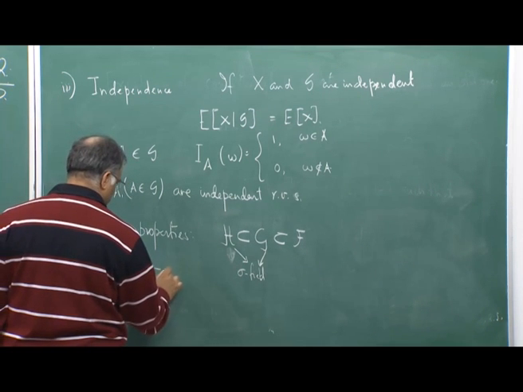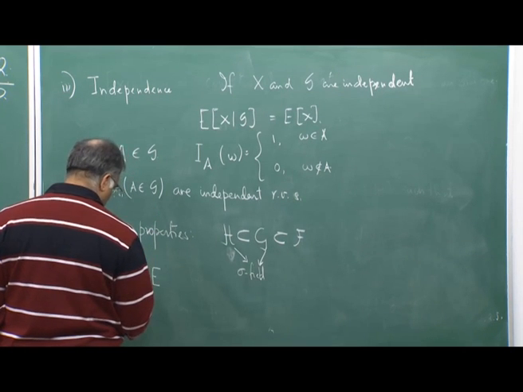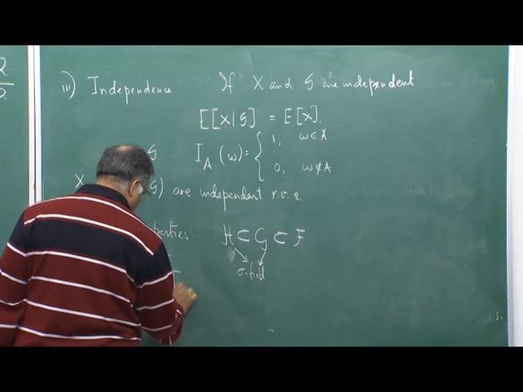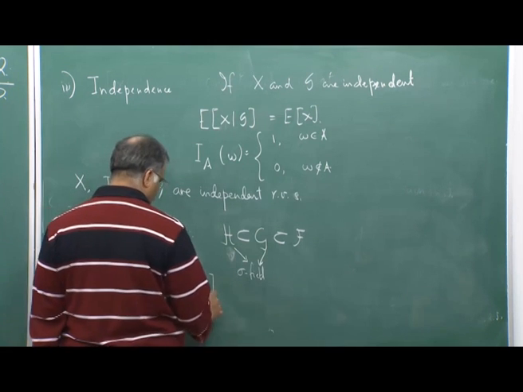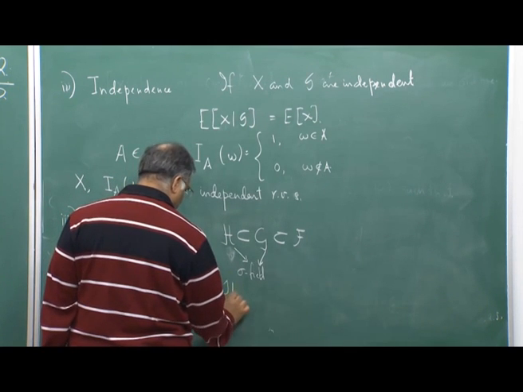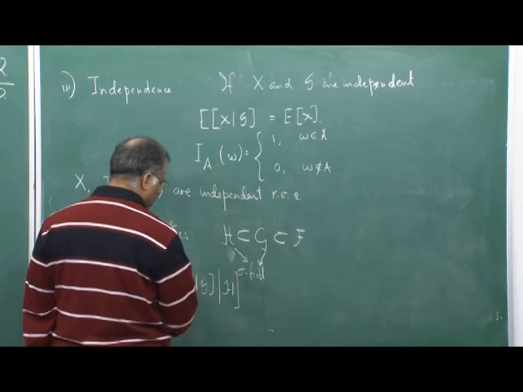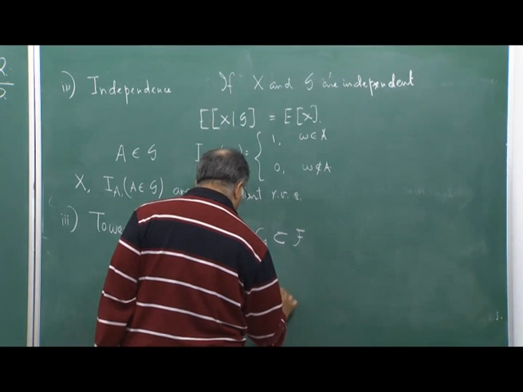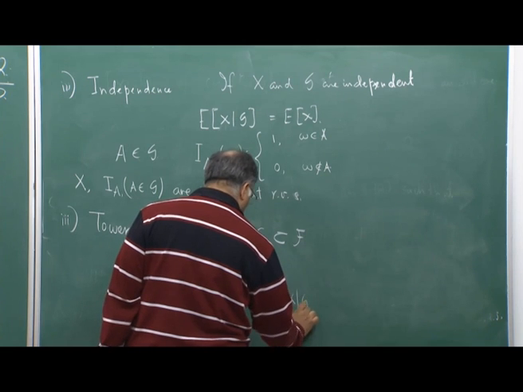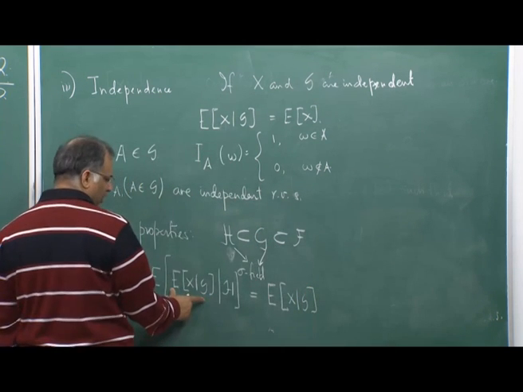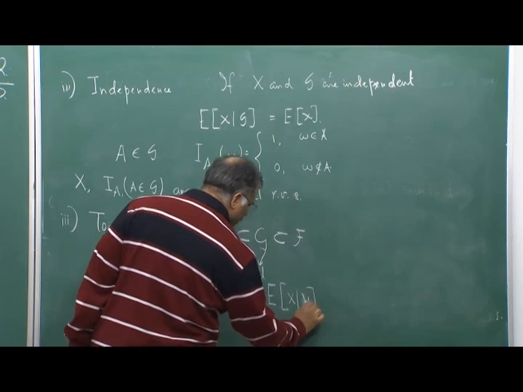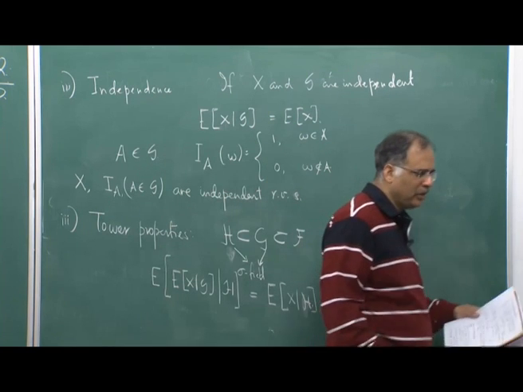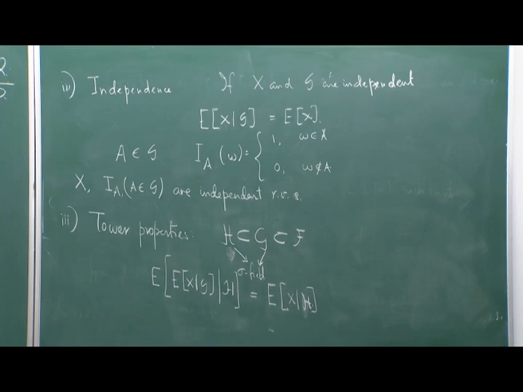The expectation of E[X given G], given H, is the same as the expectation of X given H. So the conditional expectation of the random variable E[X given G], given that H has occurred, is the same as E[X given H]. This is something I would like you to remember.